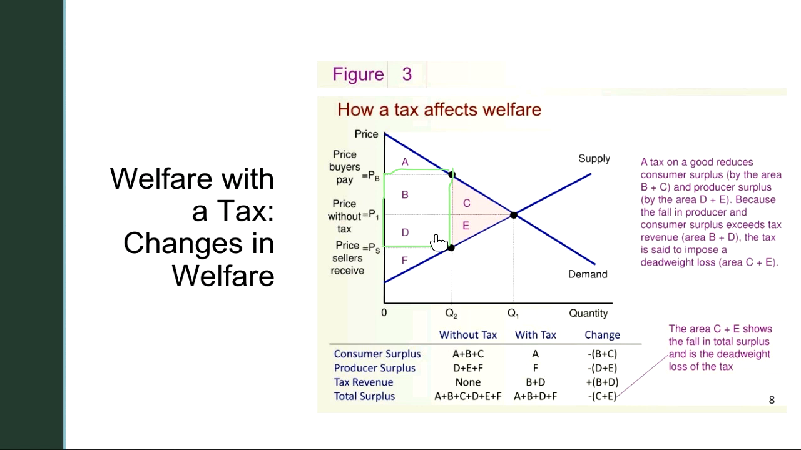And with this being the tax revenue, we can now conclude that with the tax, our consumer surplus is only this section A, because B is now tax revenue and C is deadweight loss. And our producer surplus is now only F, because D is the tax revenue paid by suppliers, and E is the deadweight loss they've incurred. And so you can see all these changes broken down in this bottom table. And that is how a tax affects welfare.